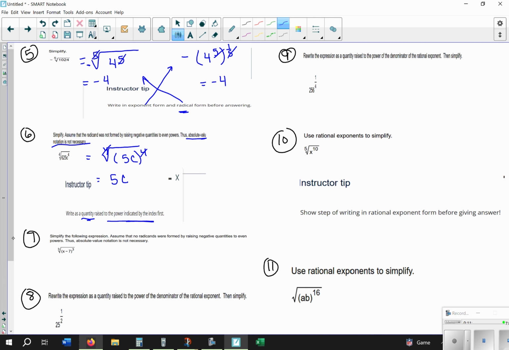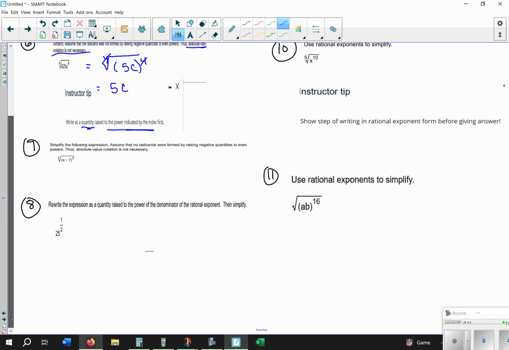Okay. Where were we at now? 7. Okay. Now 7, simplify, is already written as a quantity cubed for us. We don't have to worry about the absolute value. So this one just required the step. The cube root undoes my cube power, and this one would just be x minus 7. And so absolute value not necessary. Some of y'all put it, some of y'all didn't. I just let that one be.